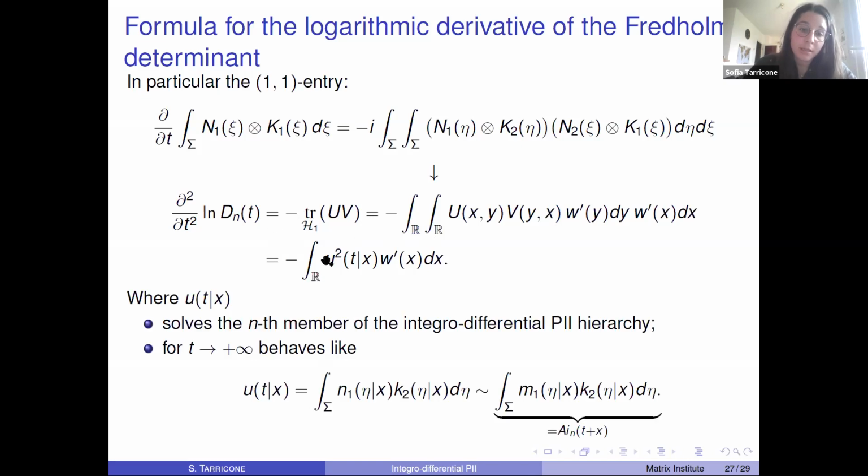Now, of course, we already proved that u was a solution of the nth member of the integral differential Painlevé II hierarchy. What we have to prove is the asymptotic at plus infinity, but this is kind of easy to obtain just by using the definition of this function u(t,x), and then using a kind of Simon-type theorem for this operator valued case that allows us to say that this integral here looks like this one. Now m1, k2 are explicit functions, and if you compute this integral, this is exactly the nth Airy function computed in t plus x. So we do have all the parts that we needed to prove our result, and that's it.